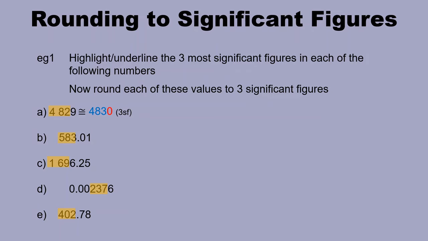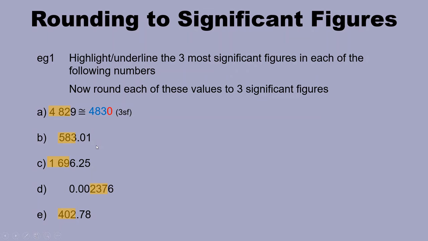4,830. We need that trailing 0 after it to show the place value of the other significant figures. However, we don't consider that 0 significant. And whenever I round a value, first of all, I use this symbol here to show that these values are not equal. They're not exactly the same. They are approximately the same.